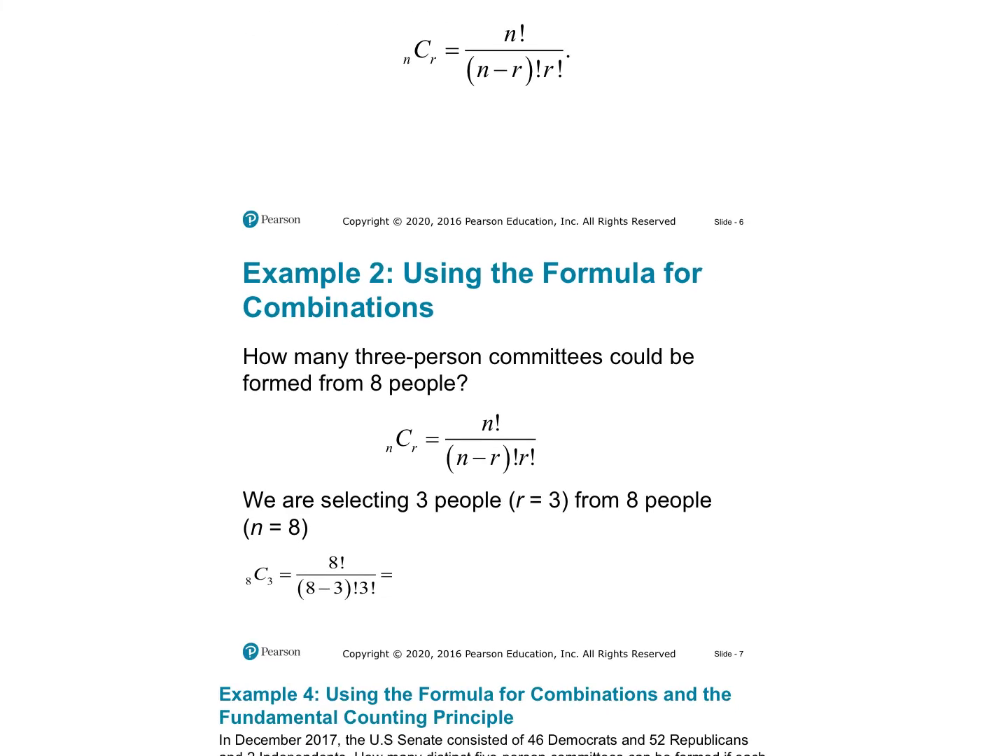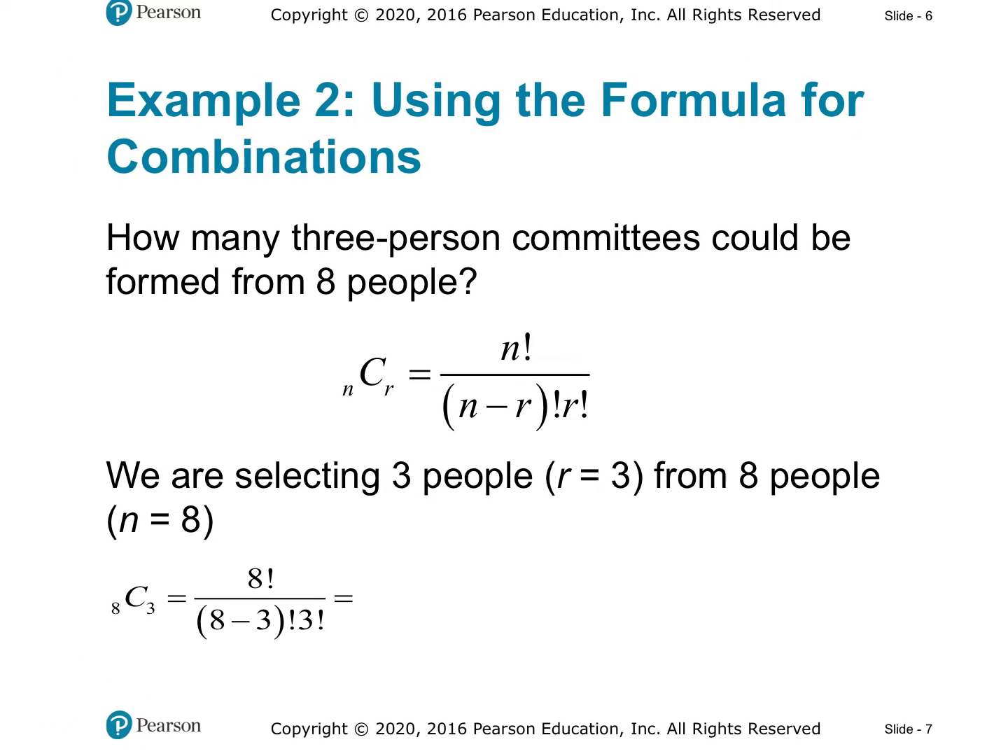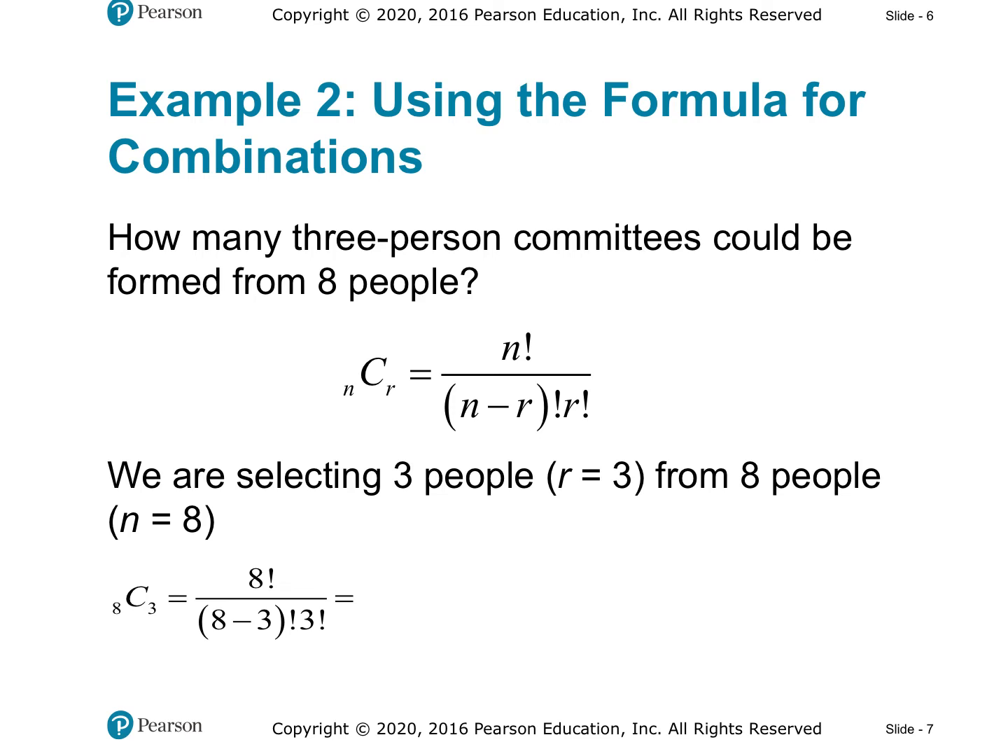All right, example 2, using the formula for combinations. How many 3-person committees could be formed from 8 people? You're selecting 3 people, so that's your r, and the 8 is your n. So 8 factorial over 8 minus 3 factorial times 3 factorial. 8 minus 3 is 5, so 5 factorial times 3 factorial.